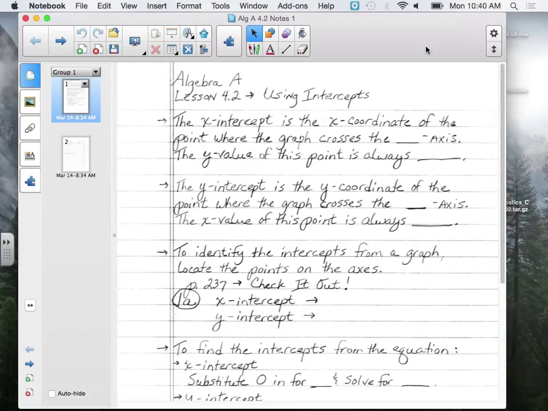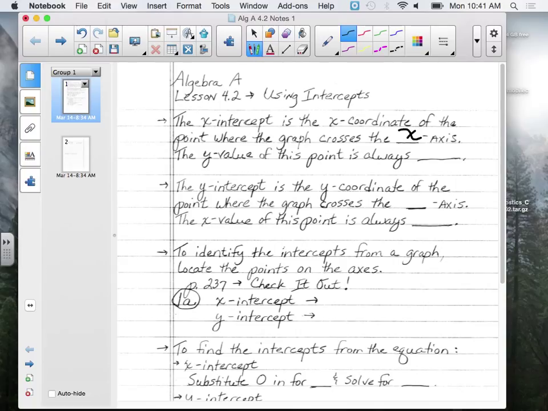So today we will be learning about how to find the x and y intercepts of a linear function or a graph. So first thing, the x-intercept is the x-coordinate of the point where the graph crosses the x-axis. So if we're crossing the x-axis, what would the y value be of any point?